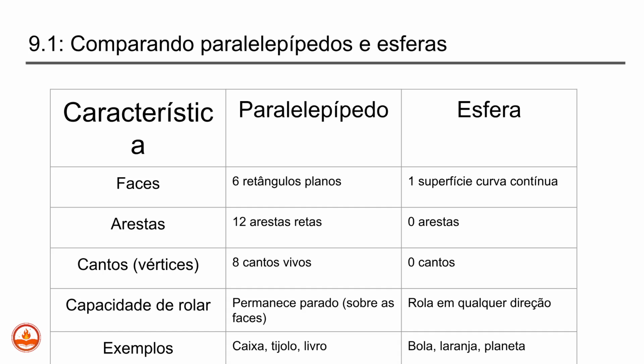Let's now look at spheres. A sphere has one continuous curved surface, so not really a face. It has 0 edges, 0 corners, and rolls in any direction. And examples include balls, oranges, and planets.